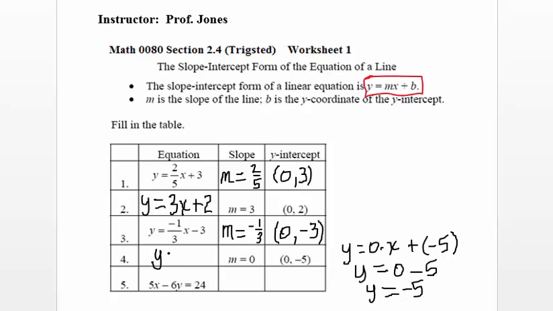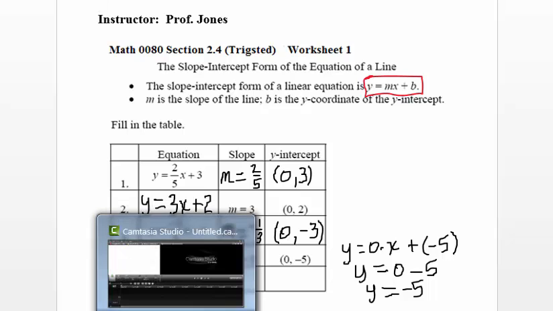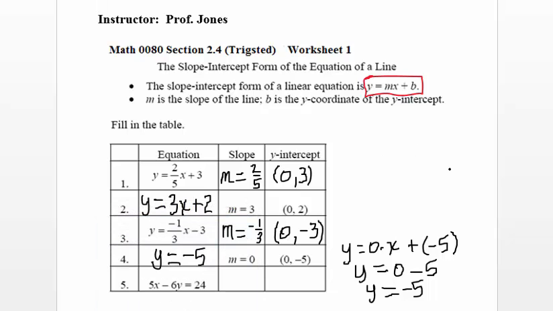Since the slope is 0, when we multiply 0 times x, we simply get a 0. So this is a case where all the points on the line have the same y-coordinate of negative 5. The x-coordinate changes, but the y-coordinate is always negative 5. So this is the form of a horizontal line. It's a line that has a slope of 0.